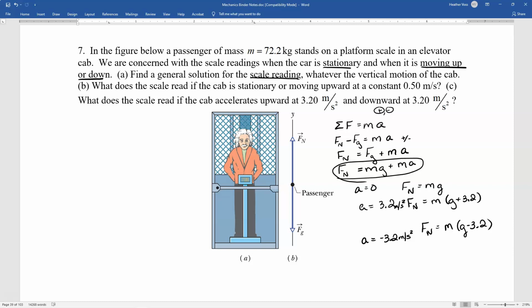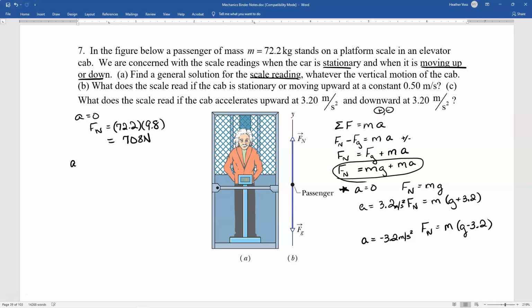So if I look at my mass times my gravity, just bare bones basic, I'm going to write that over here, so a equals 0. My force normal is going to equal my mass, which is 72.2 times g, which is 9.8. So that's going to be about 708 newtons. So that's from this formula right here.